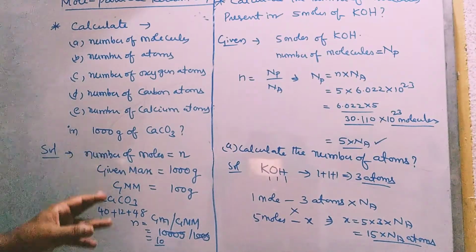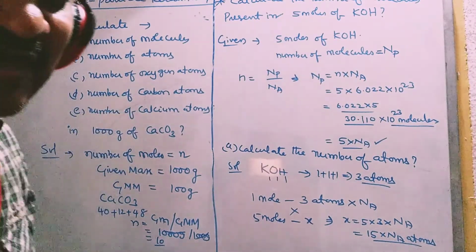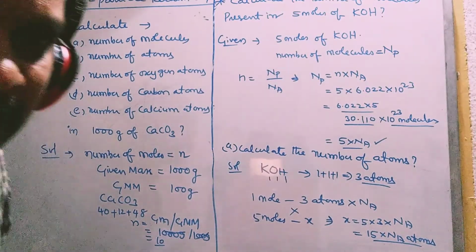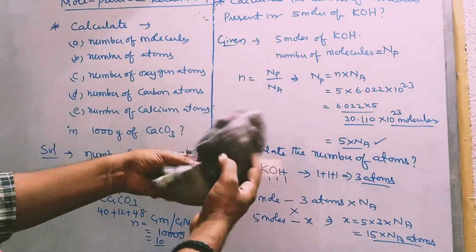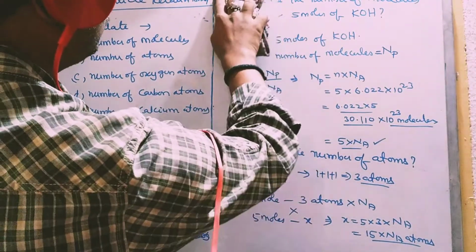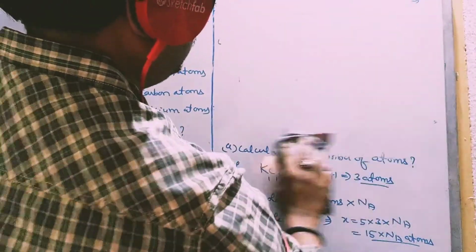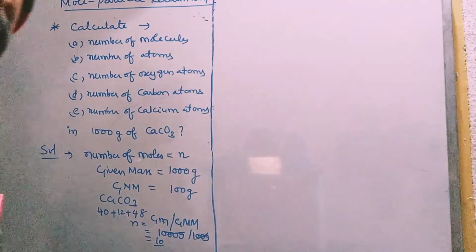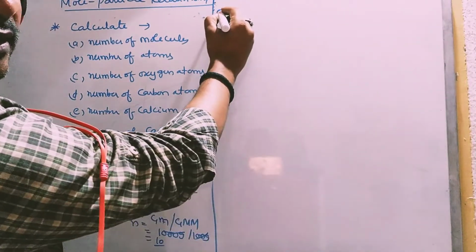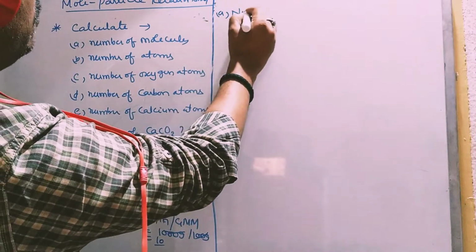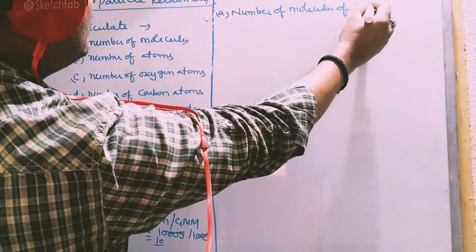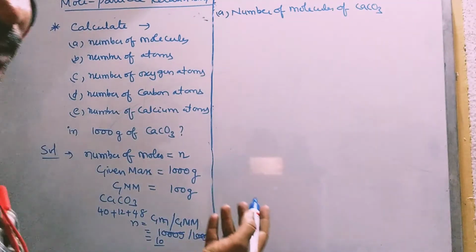See, first you have to convert to number of moles. That is the initial step for the calculation. After finding the number of moles, you have to calculate for A, B, C, D, E. Let us go for A. What is A? Number of molecules of CaCO3.